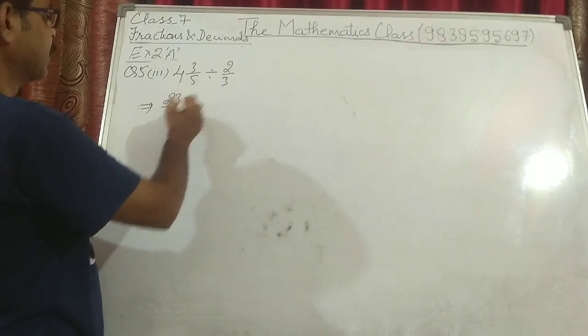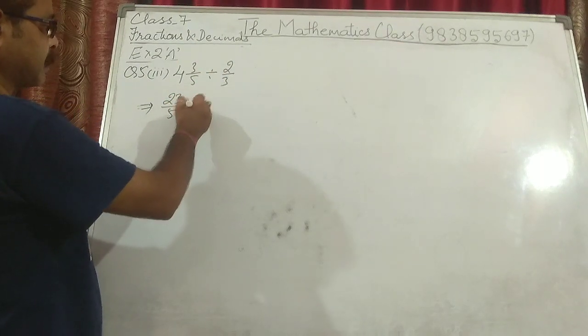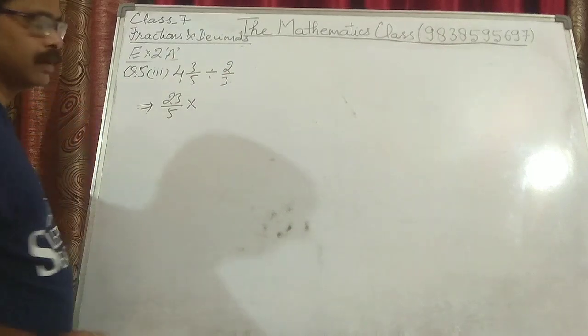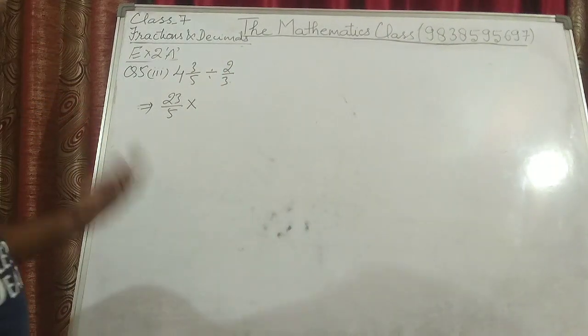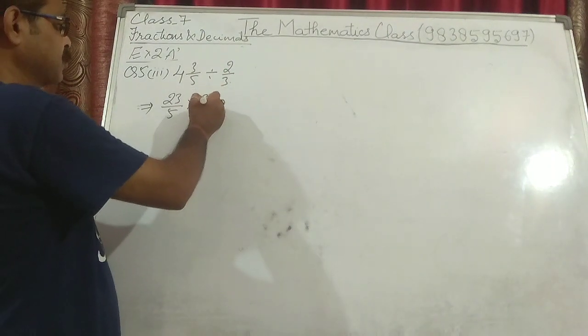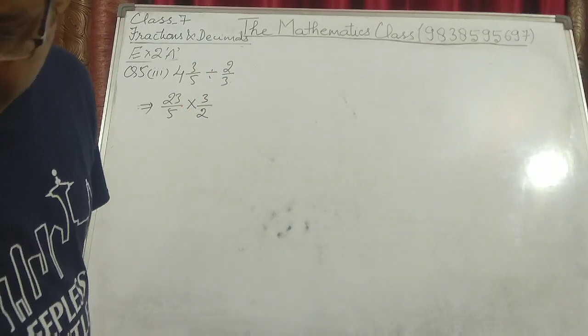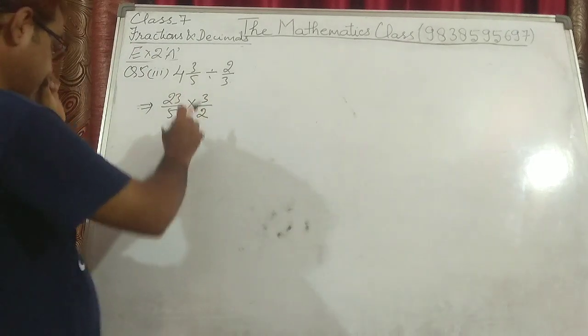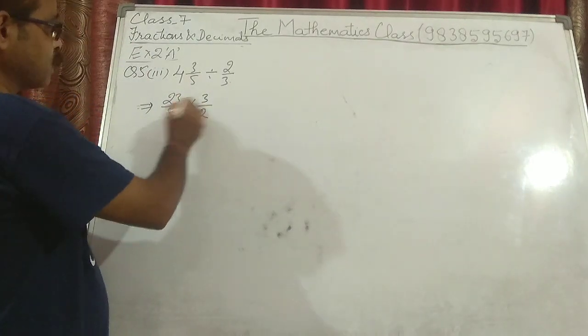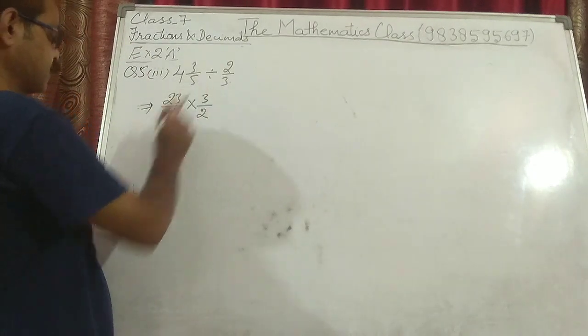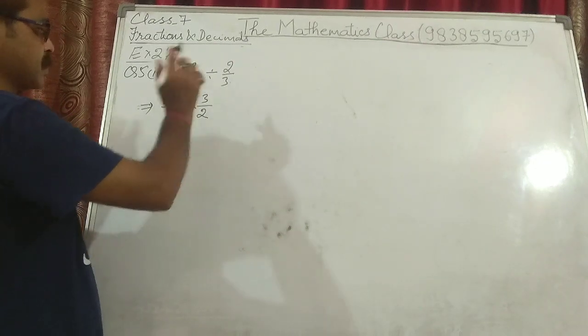23 upon 5. This division sign will convert to the multiplication sign, and the fraction next to the division sign will get reciprocal of itself. It was 2 upon 3, so it will become 3 upon 2. Now you can see there are no common factors. 23 is a prime number, 3 is also a prime number, 5 is a prime number, 2 is a prime number.